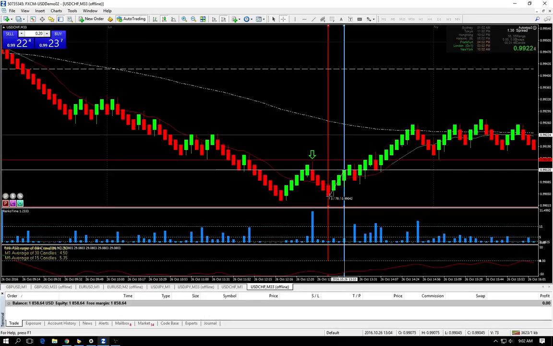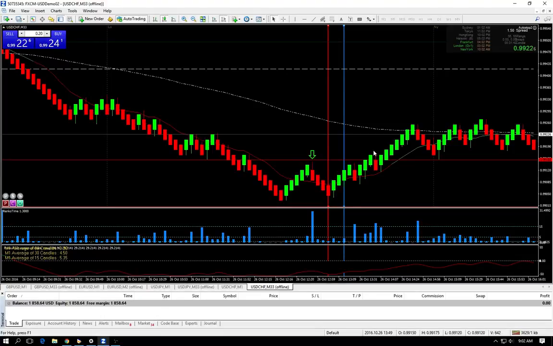About a 7.8 pip. Probably more in the 6 pip range, though, because once I hit entry, it looks like it spiked back up. My entry would have been somewhere on this candle. But that's fine. Either way, we're 6 or 7 pips in a loss on that one.